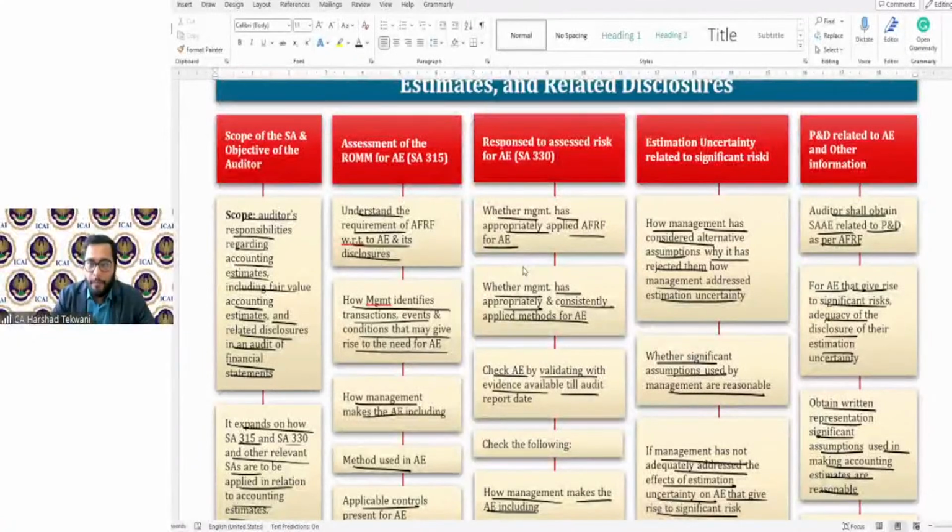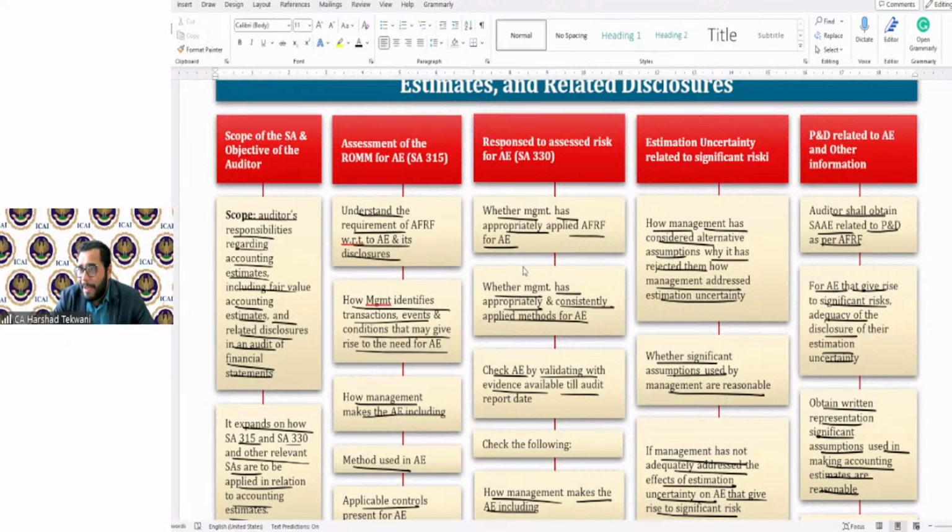Hello everyone, welcome back. Okay, let's take some questions and queries that are there for this particular topic. So the first query is, if the auditor's estimate and management's estimate do not match and are not at a tolerable rate, then what should the auditor do?